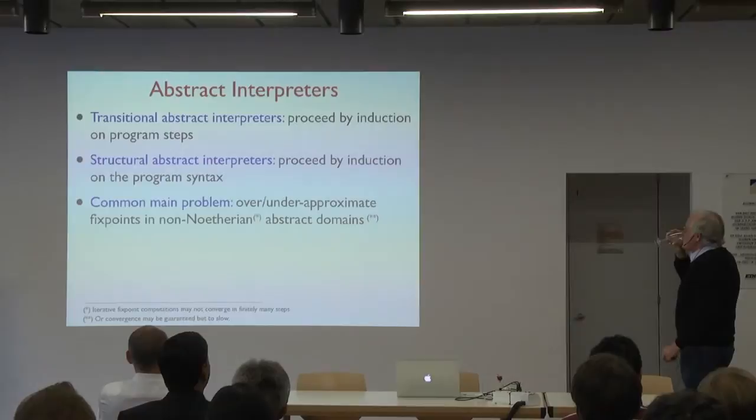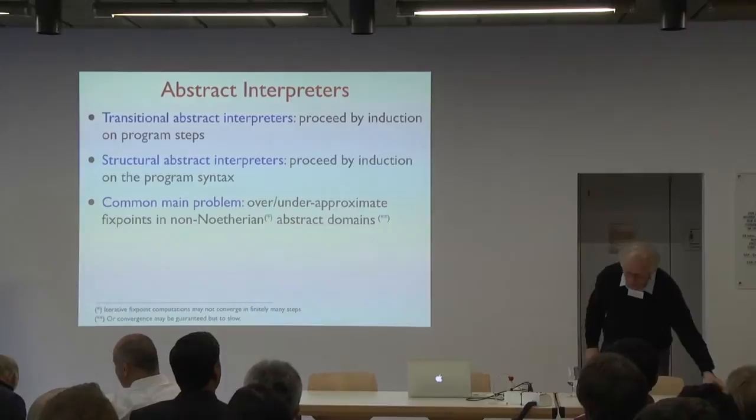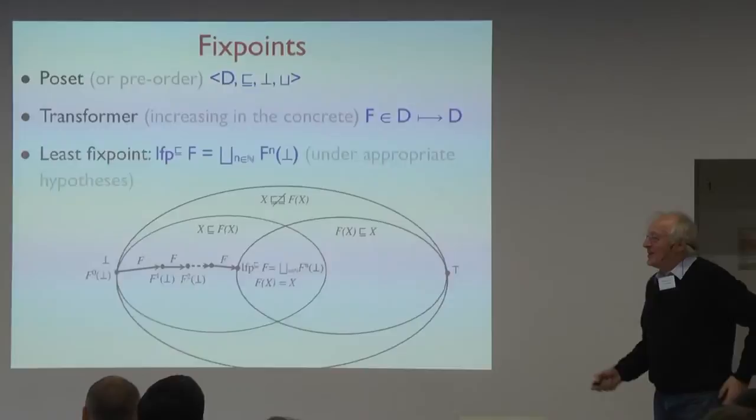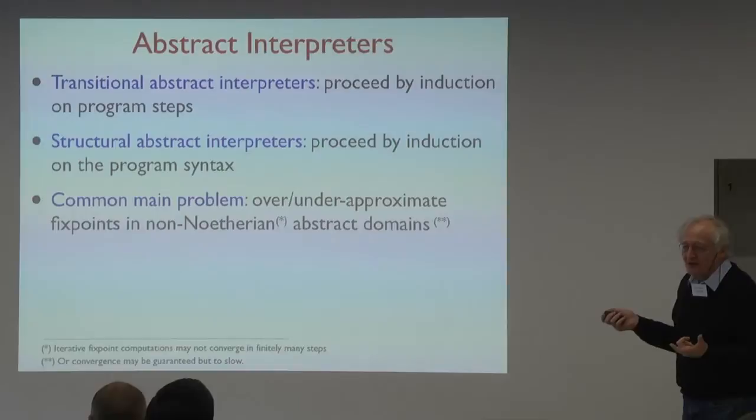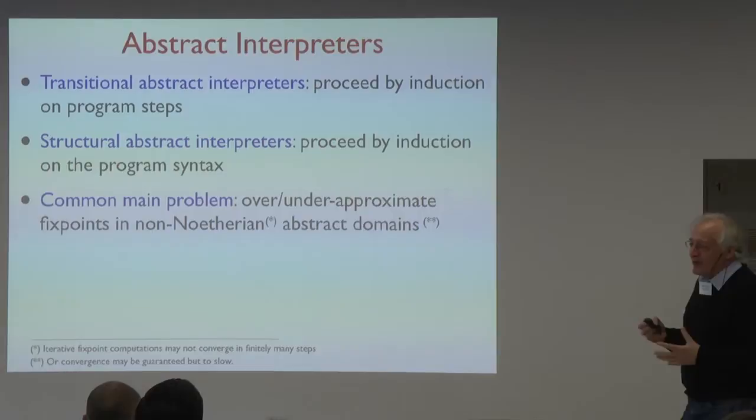So I will skip this slide because you spend too much time on it. It was just that you have either abstract interpreters that reason on transitions or others like Astrée that reason on the structure of the program. But in both cases, you have the same problem. This doesn't solve any of the problems that we consider today.